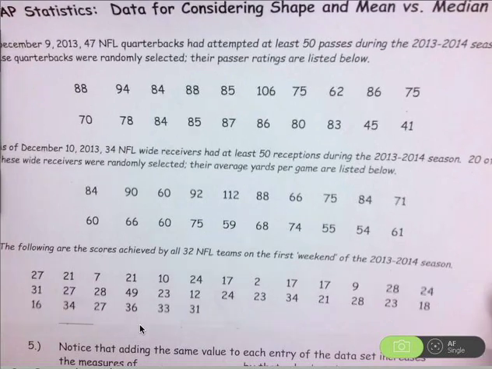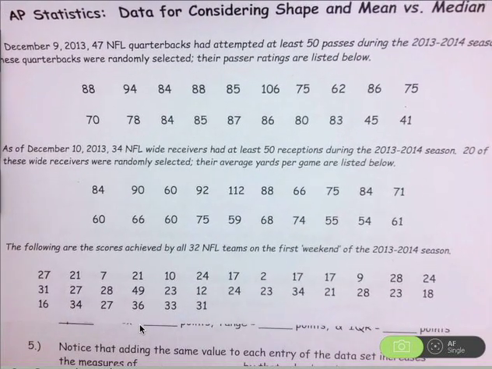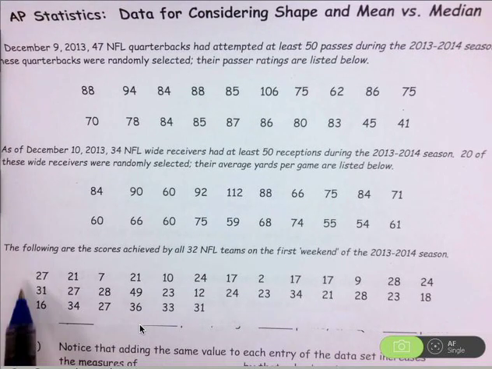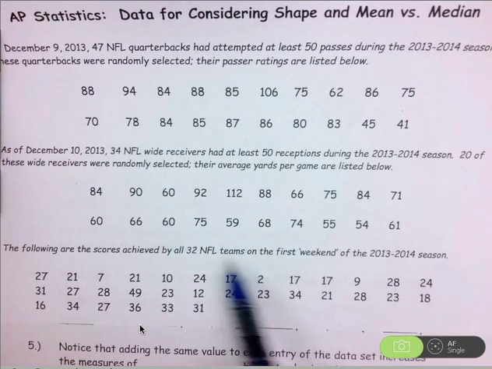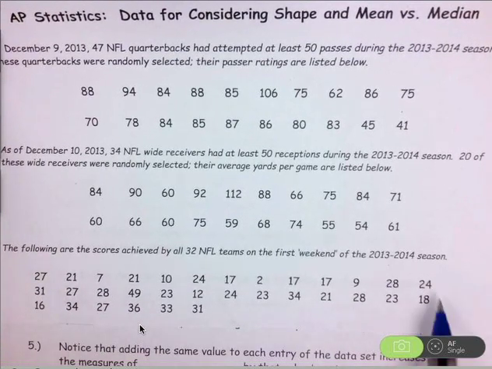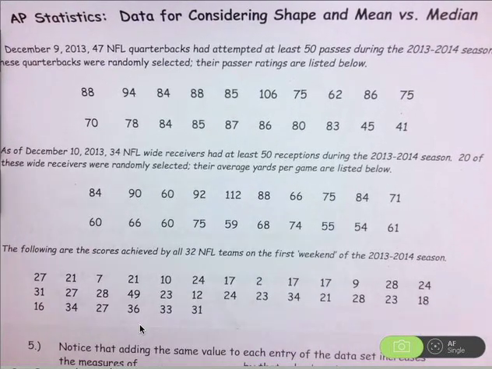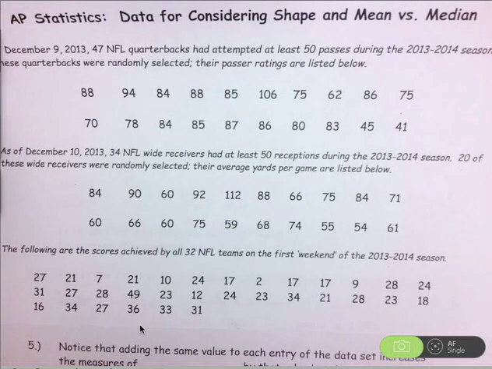So if you don't have that data for whatever reason, I will give you a snapshot of the data. What I would do at this point is pause the video. Here, these are the values. These are the 32 scores from the first weekend of the 13-14 NFL season. These are the values that you need to get into list 1. So you could pause now, put them into list 1, and then start again.